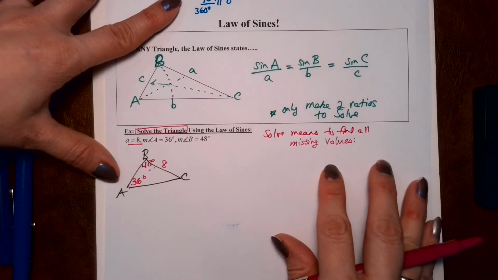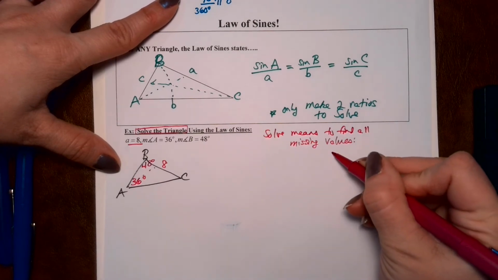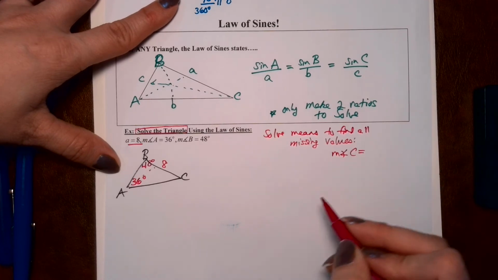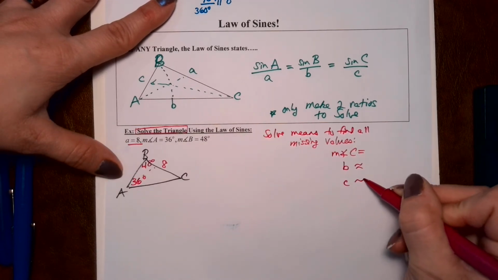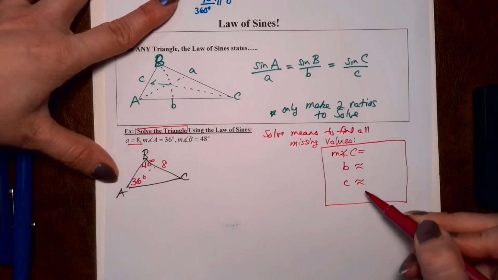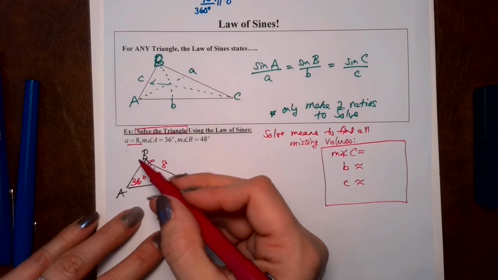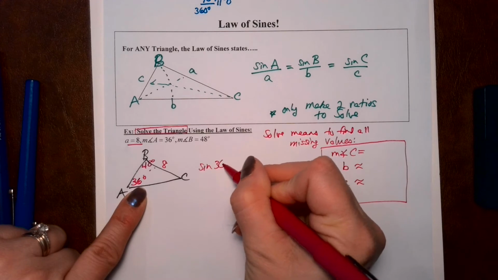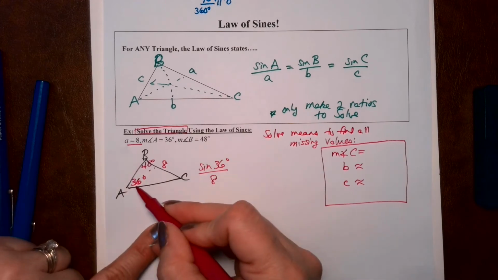Okay, so let's make a nice little organized box. What are the 3 pieces of information that we don't know yet? We need the measure, please write an M, measure of angle C. That's one of them. We don't know side little b, and we don't know side little c. So here's our box of answers. I need to find all 3 of these things to solve the triangle. And I'm going to use the law of sines. So if I just look at this, I see that these two go together. The sine of 36 degrees, that's sine of angle A, goes with side little a, which is 8. So you go across the triangle.